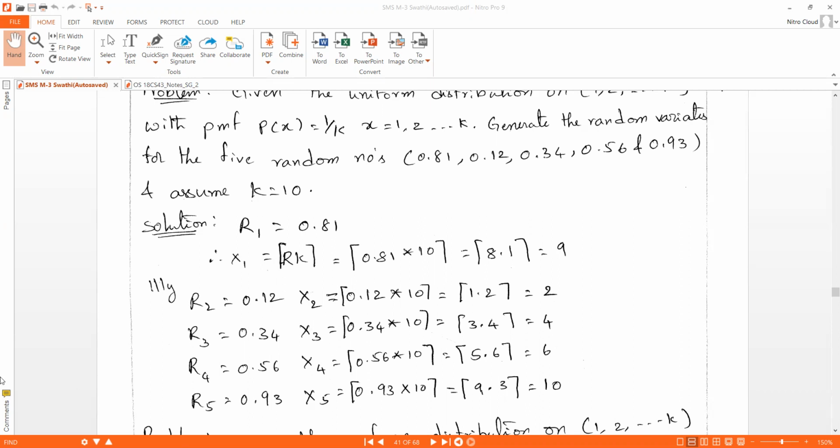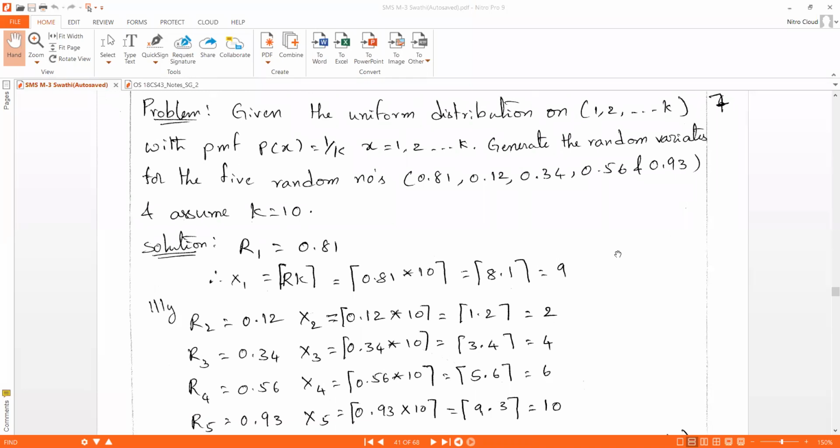In this way we can generate the random variant in uniform distribution. To generate the random variant, the formula is x is equal to mod of r into k. That is the formula to generate the random variant. If the random value and k value are given, we can find the random variant like this. x equal to mod of r into k is the formula.